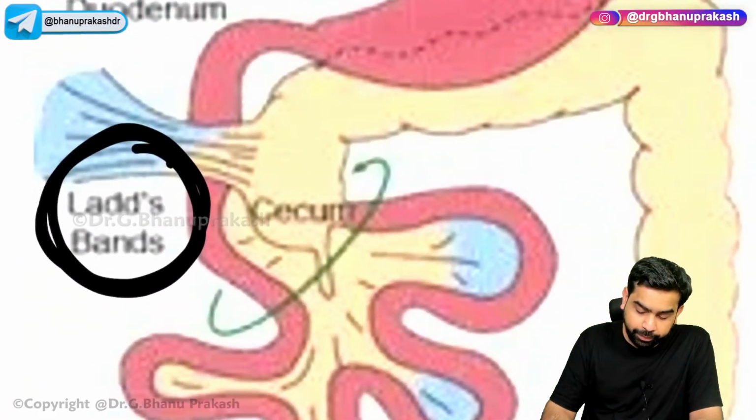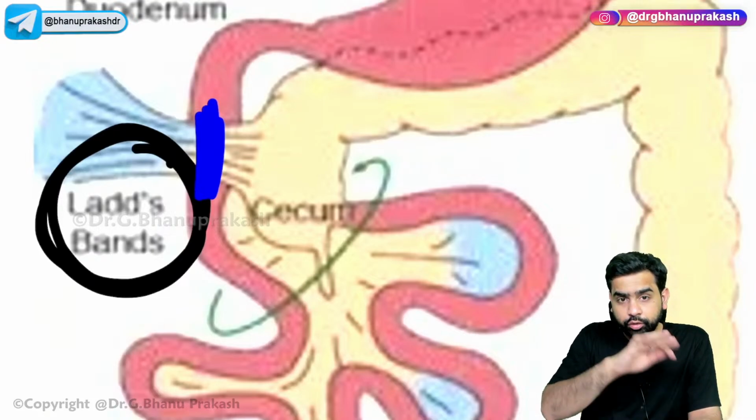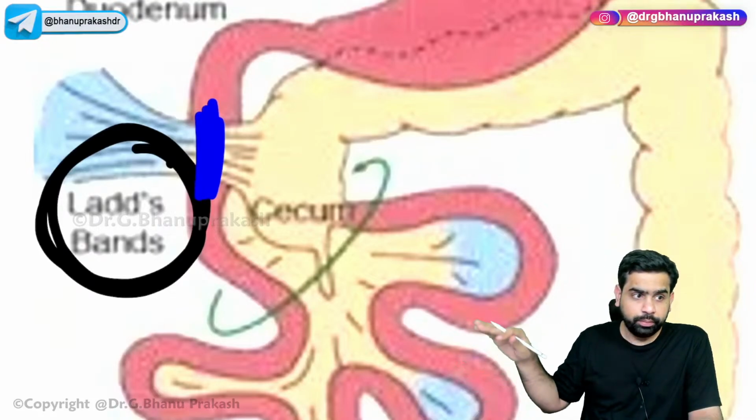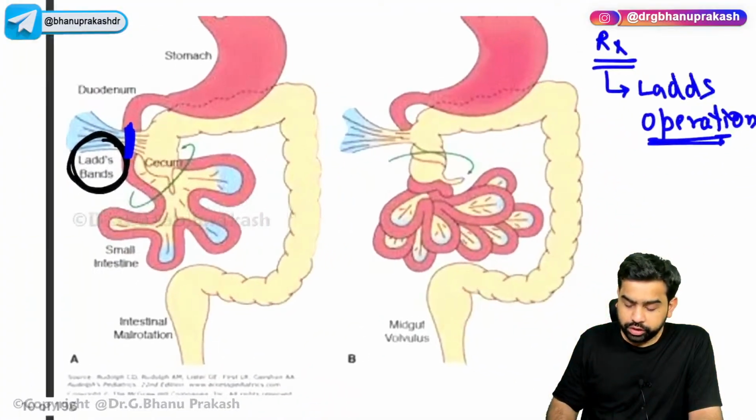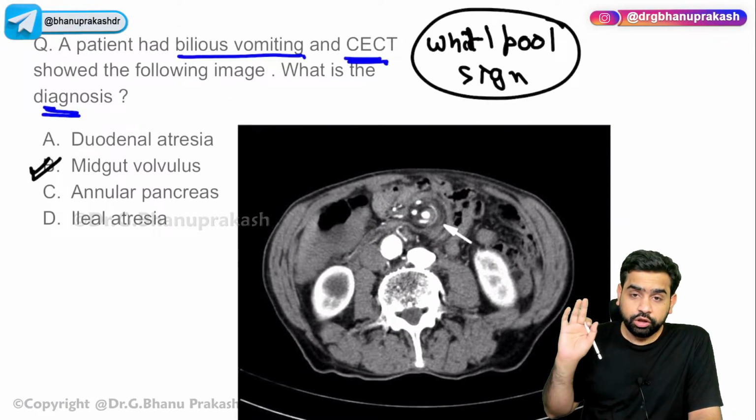Okay, so this particular Ladd band basically needs to be cut, and only once it is cut will the cecum and everything be able to be brought down to the normal location. Now you understand my point? So I hope you have understood. Every bilious vomiting is not duodenal atresia. You have to look at over here.